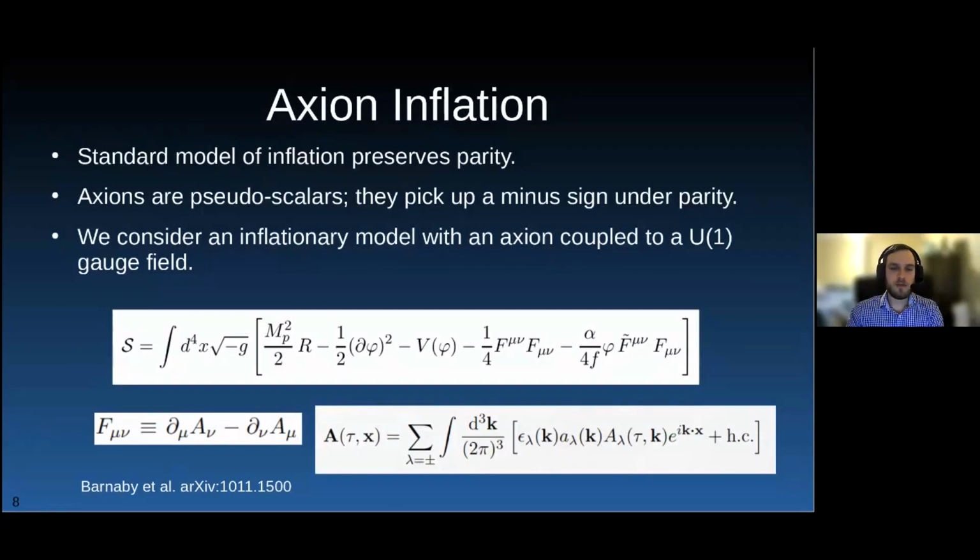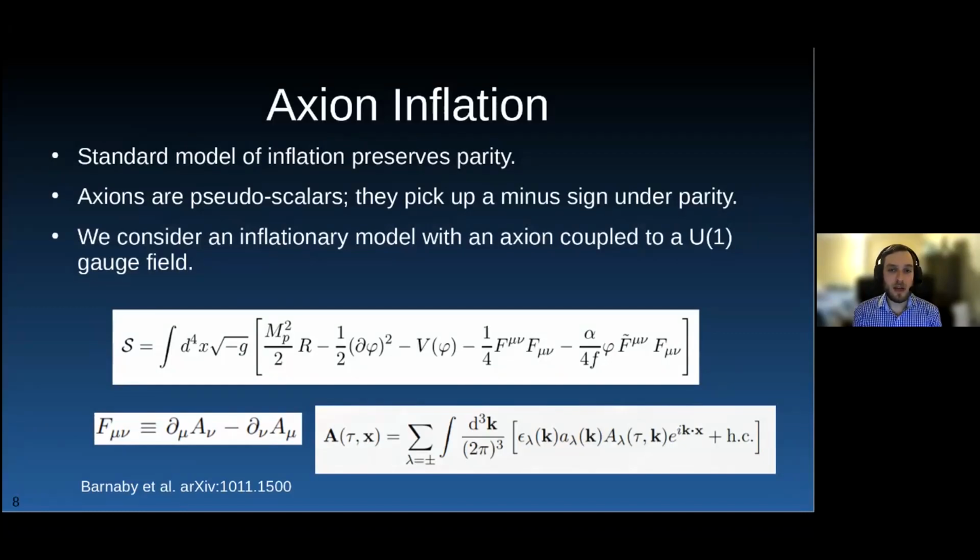So inflation was a period in the very earliest moments of the universe where space-time expanded rapidly. The standard model of inflation actually preserves parity, so we need to look to an alternative inflationary model that could potentially explain this parity violation that we observe in the large-scale structure. So axions are pseudoscalars, meaning they pick up a minus sign under a parity transformation.